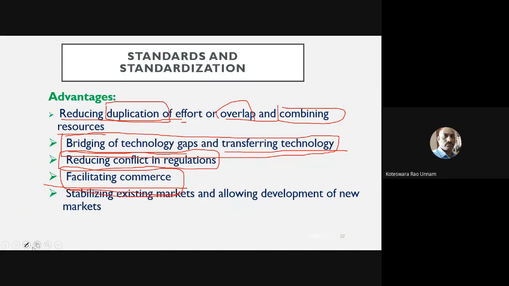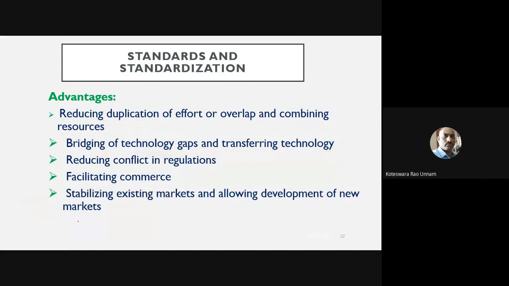And also, the last one is stabilizing the existing markets and allowing the development of new markets. So these standards can be useful in stabilizing the existing markets as well as the development of new markets. That means in an existing market you can stabilize it, and also you can create a new market for your component, provided you follow the standards.